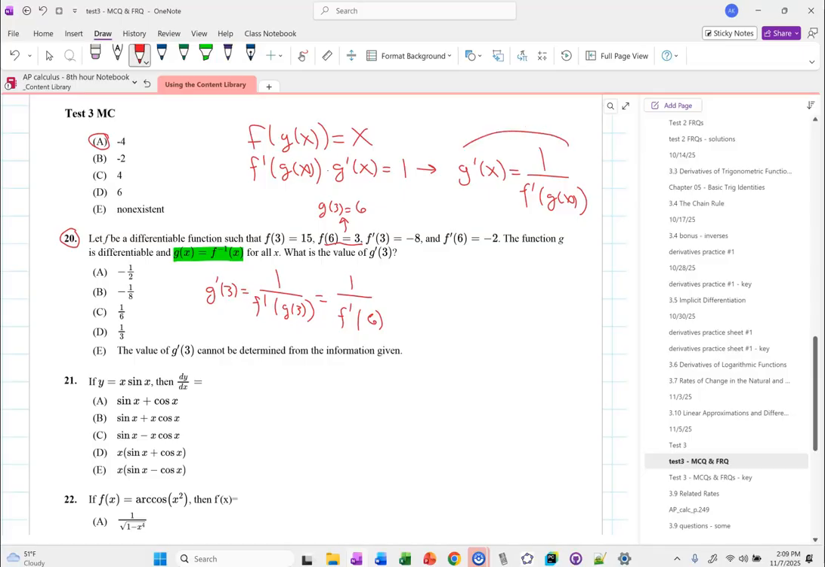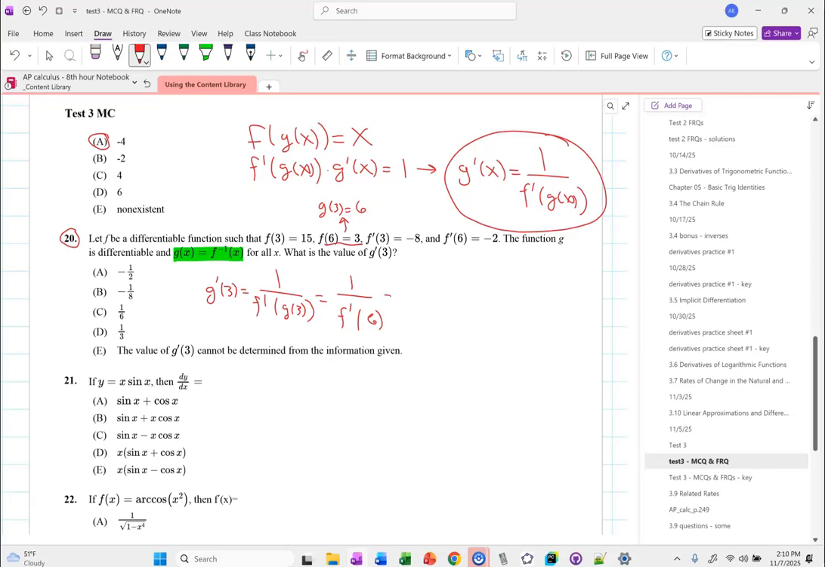I'm just using this as a formula to shortcut through having to do that algebra every single time. Because as soon as I see two things are inverses, that's the derivative relationship I probably need. So I'm going to treat that like a formula. Thank you.